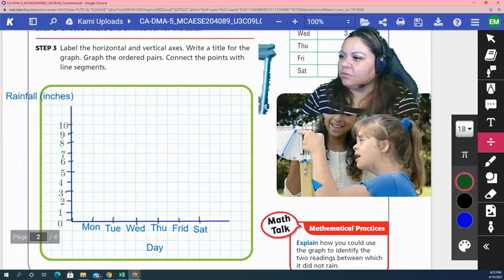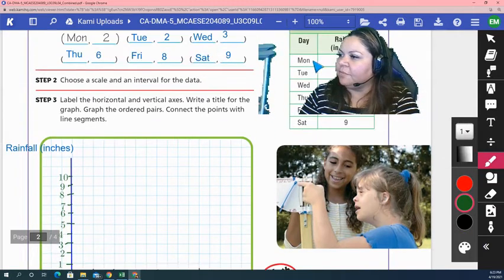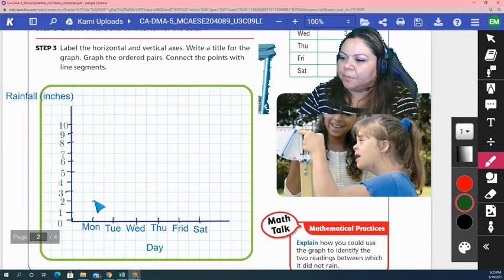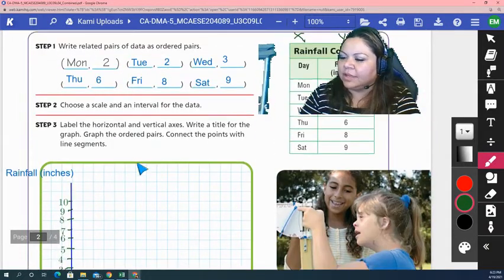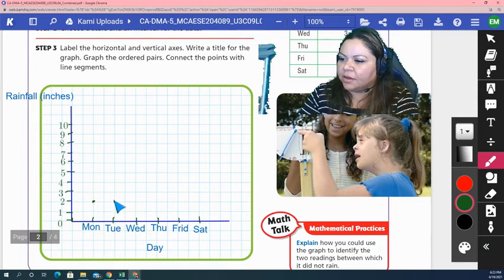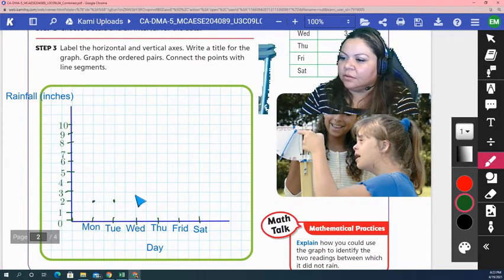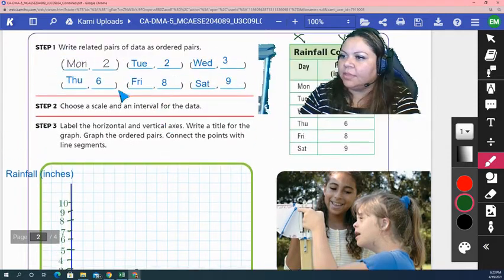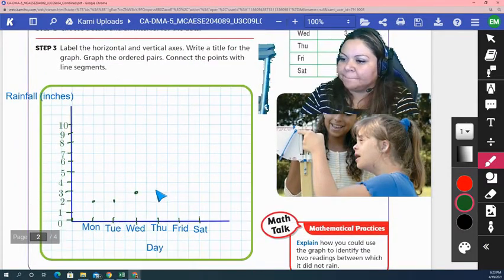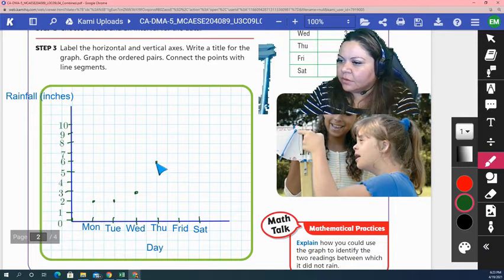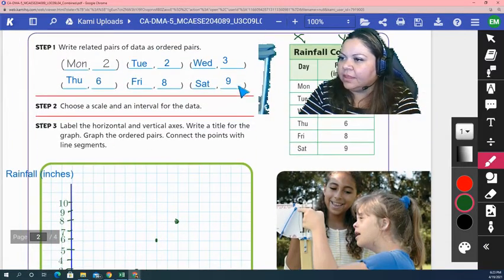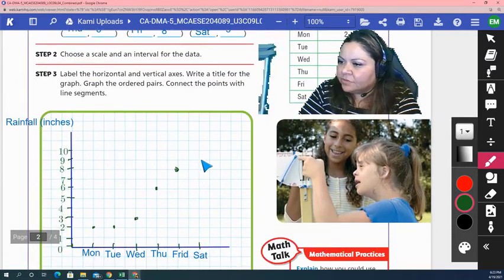Now I'm ready to graph it. So I look at the information. Monday is 2, so I put a point on 2. Then Tuesday is 2, Tuesday 2 again. Then we have Wednesday 3. And then we have Thursday 6. Then Friday 8. And then finally Saturday 9. Okay, so 9 is here.